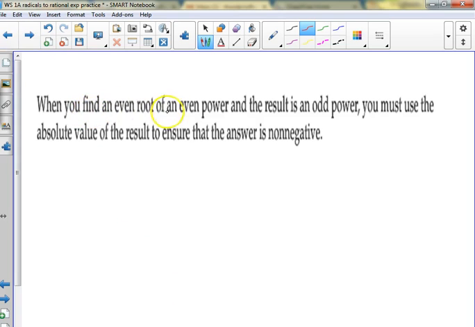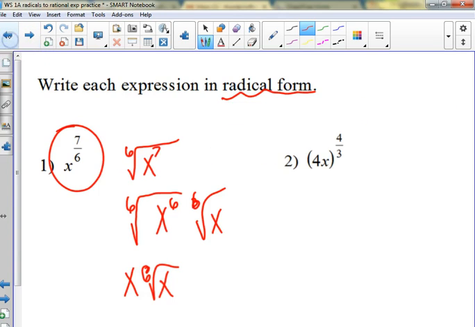It says when you have an even root of an even power, and the result is an odd power, you must use the absolute value. Okay, let's go back to this question. If I put a positive number in here and do it to the 7th power and then take the 6th root, I can only take the 6th root of a positive, right? But if I put a negative in, I can raise it to the 7th power, but when I 6th root it, it can only take the 6th root if it's positive.